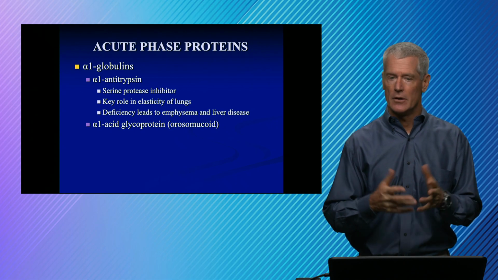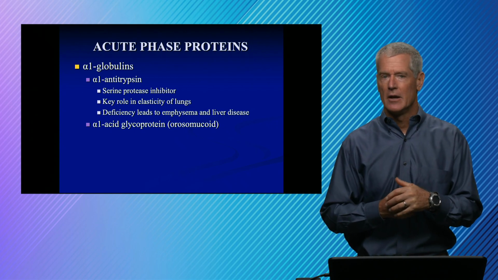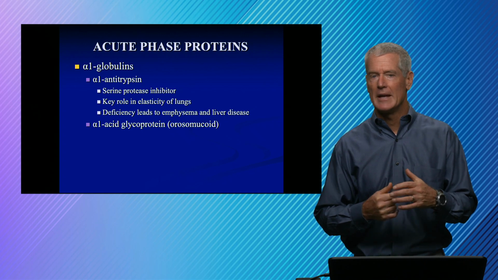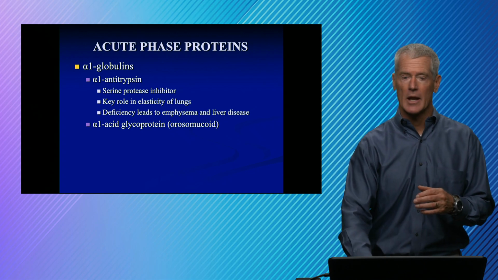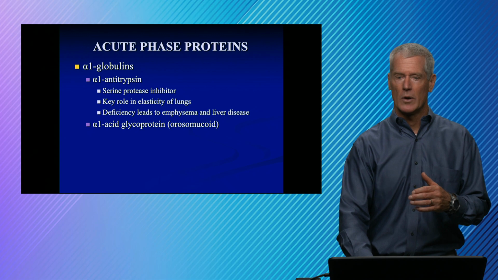that's important is alpha-1 acid glycoprotein. Really, it's a binding globulin for many different things, and in particular, a lot of drugs bind to the alpha-1 glycoprotein.